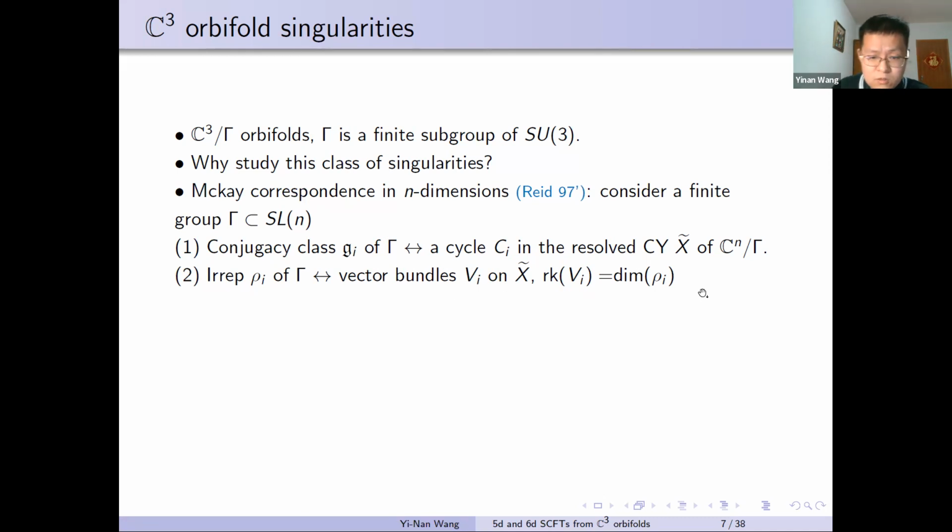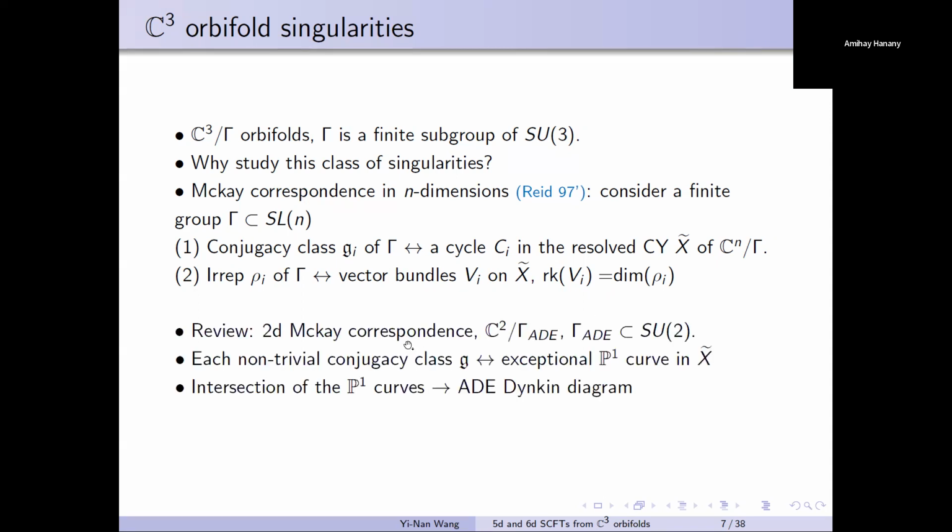Before I go to the main subject with the 3D McKay correspondence that's relevant in our subject, I'm going to first review the basics of the 2D McKay correspondence, because that's a more well-known one.